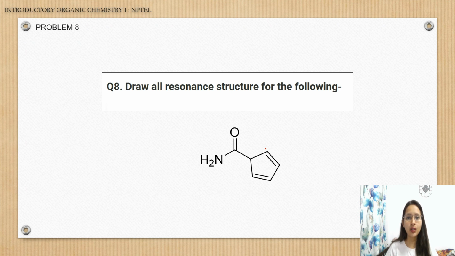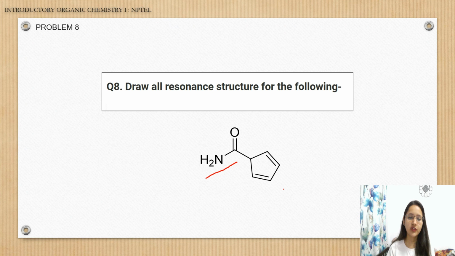So we are moving forward to question number 8. Here they are saying to draw all the resonance structures for the following. Similar to the line of question which I have asked previously, the resonance structure. So guys, here there is a carbonyl, there is an amide group and this aromatic ring. Now you have to calculate the number of resonance structures.